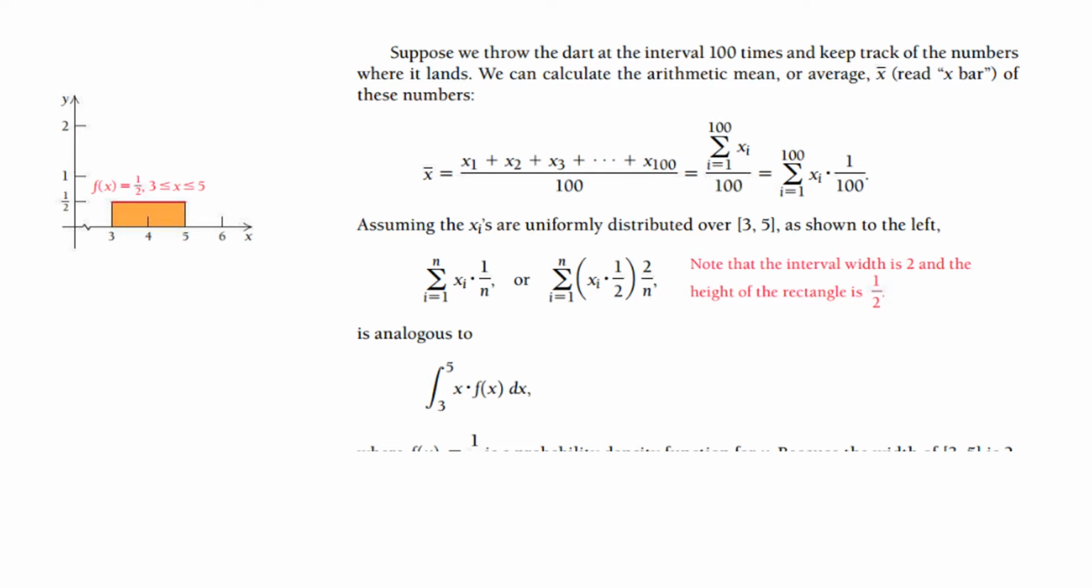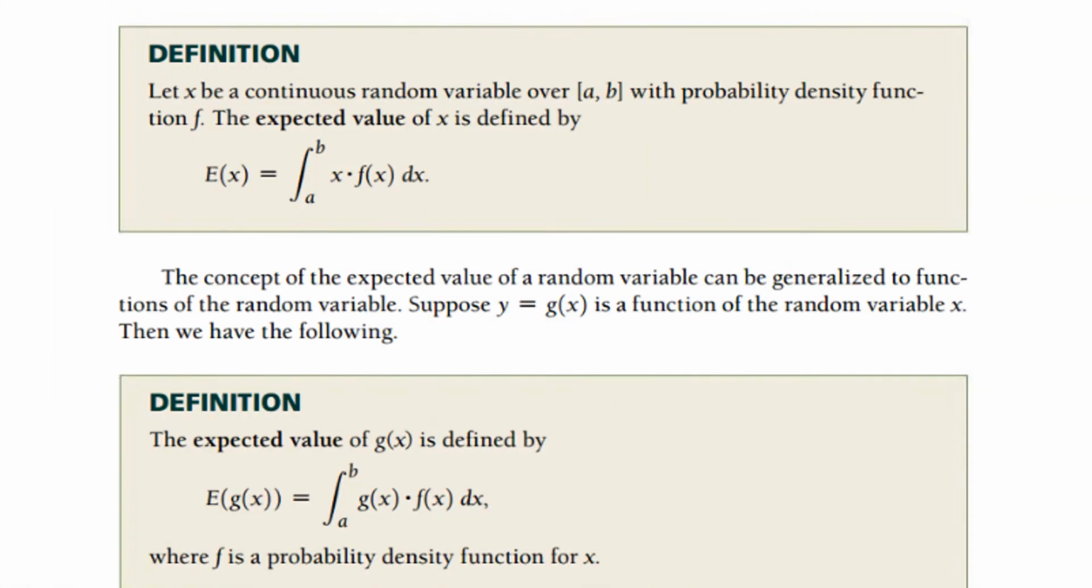That motivates the definition of the expected value of x. So let x be a continuous random variable over the closed interval ab with probability density function lowercase f. The expected value of x is then defined to be E of x equal to the definite integral from a to b of x times f of x dx.